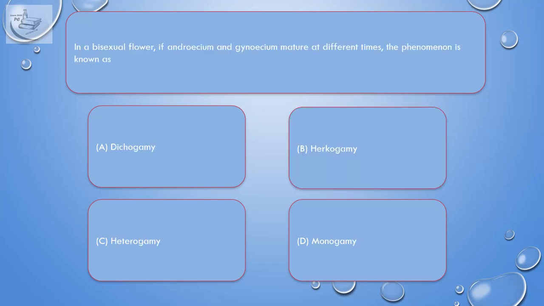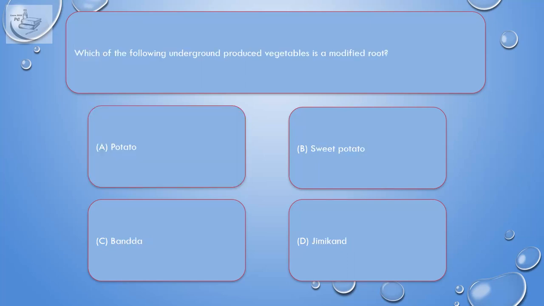Question: in a bisexual flower, if androecium and gynoecium mature at different times, the phenomenon is known as A. Dichogamy. B. Hercogamy. C. Heterogamy. D. Monogamy. Correct answer is A. Dichogamy. Question: which of the following underground produced vegetables is a modified root? A. Potato. B. Sweet potato. C. Banda. D. Jimmykand. Correct answer is B. Sweet potato.